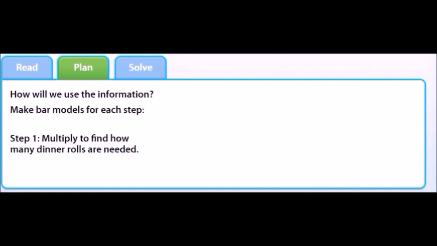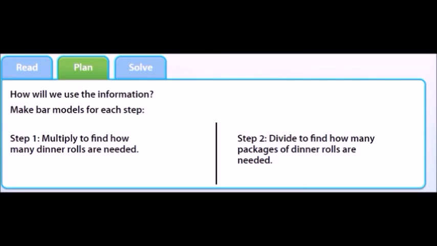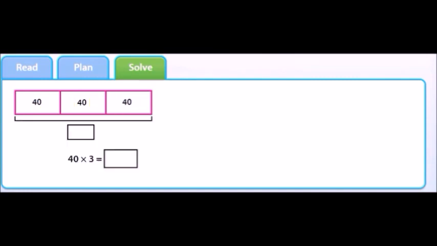First, we'll multiply to find how many dinner rolls are needed. Then, we'll divide to find how many packages of dinner rolls are needed. Now we're ready to solve the problem. First, we're going to use a bar model to help us find the total number of dinner rolls. Each person will get 3 rolls. There are 40 people who will each get 3 rolls. So multiply to find the total.